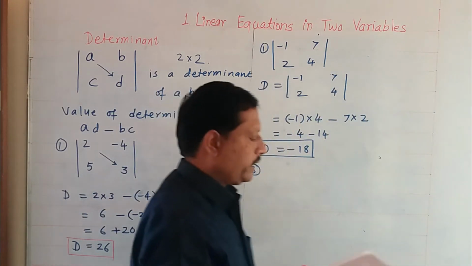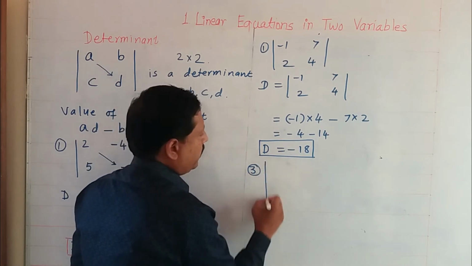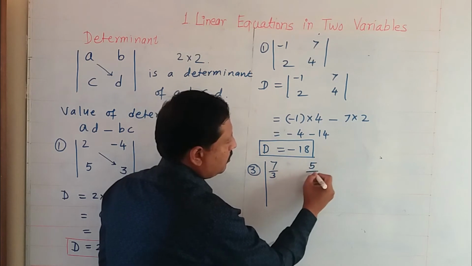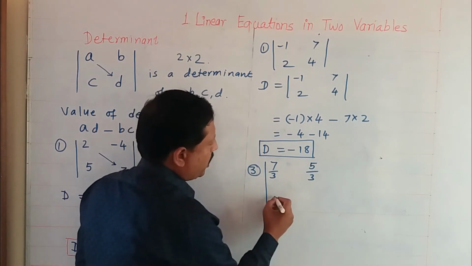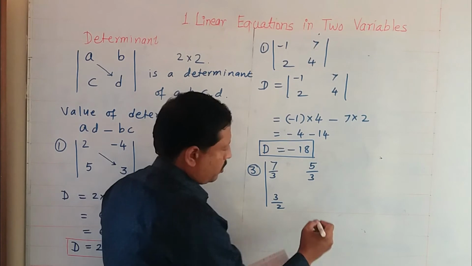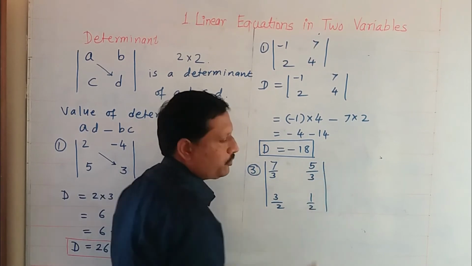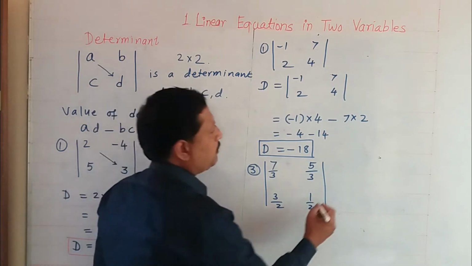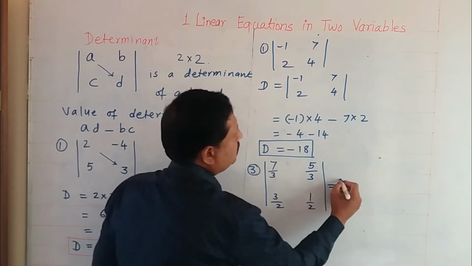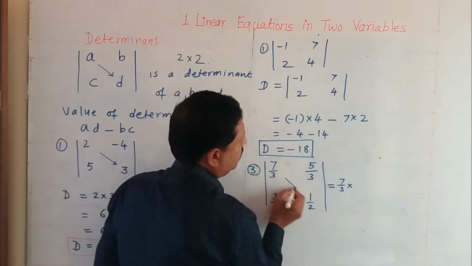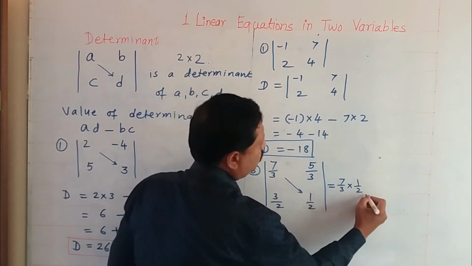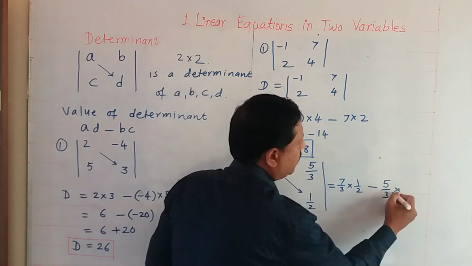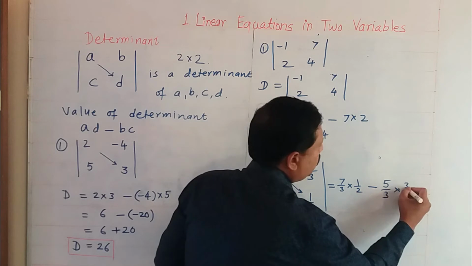The third example is like this: 7 upon 3, then 5 upon 3, and 3 upon 2, and 1 upon 2. This determinant is given, and we have to find the value of that determinant. So just take the cross multiplication here: 7 upon 3 multiplied by 1 upon 2 minus 5 upon 3 multiplied by 3 upon 2.